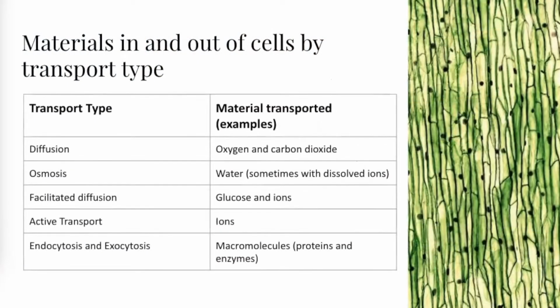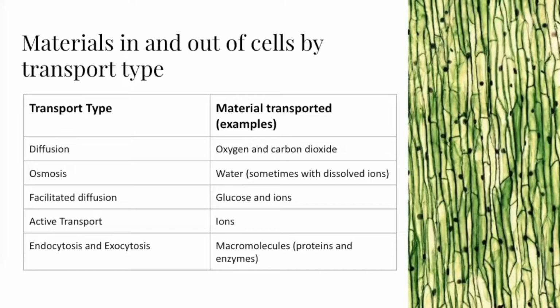Now let's look at the types of materials. Each mode of transport moves specific materials in and out of the cell. Diffusion moves substances such as oxygen and carbon dioxide. Osmosis moves water and dissolved ions such as potassium and chlorine. Facilitated diffusion by the protein channel in the cell membrane moves glucose and ions. Active transport moves ions, whereas endocytosis and exocytosis move large molecules, macromolecules, such as bacteria, proteins, and droplets of liquid.